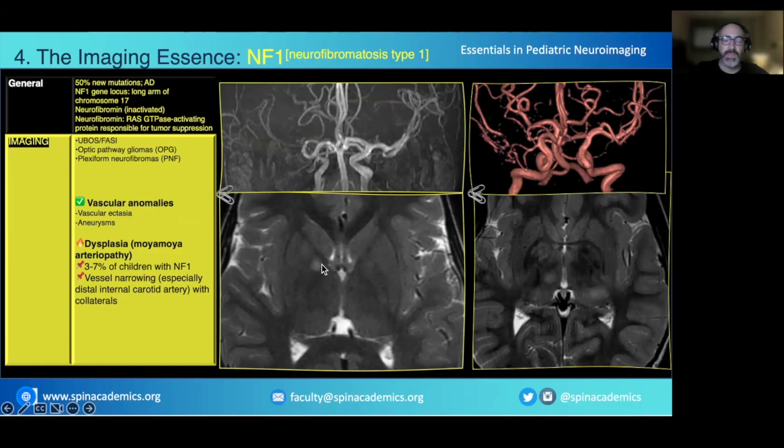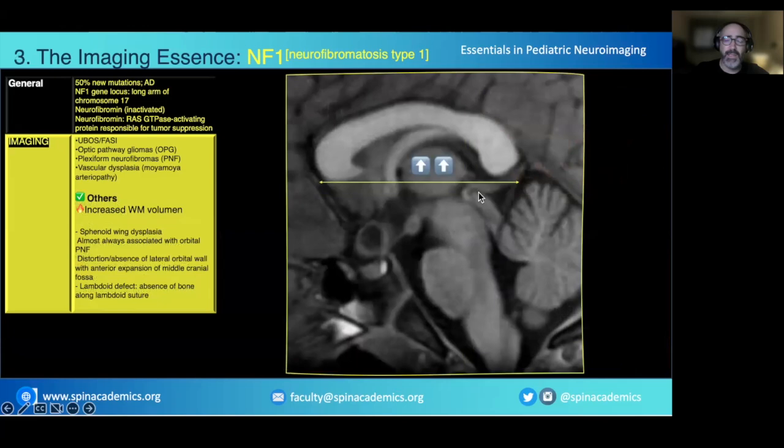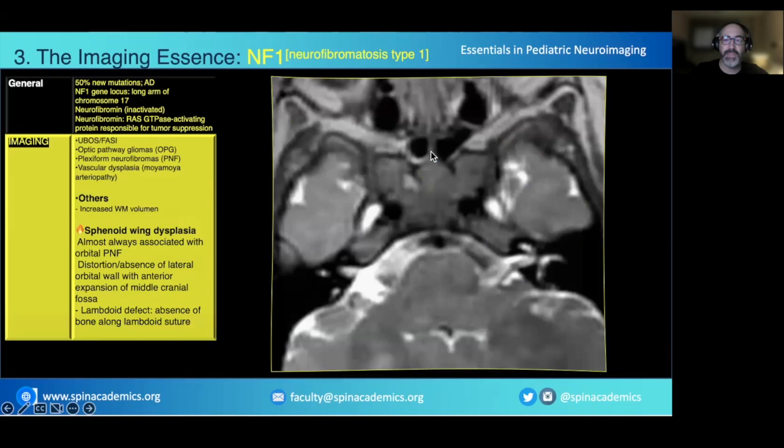You see here these typical hyperintense lesions in the basal nuclei. And another thing that is not so popular is the increase of white matter volume in NF1. Here you can see this big corpus callosum, and also the columns of the fornix are increased.